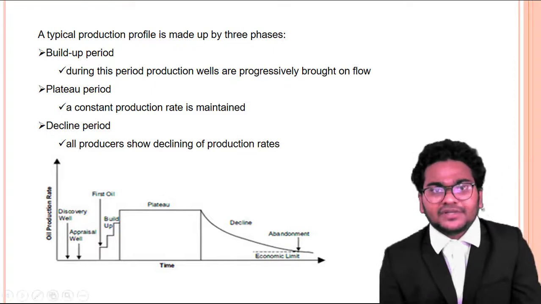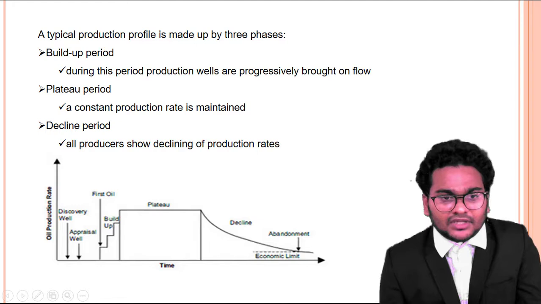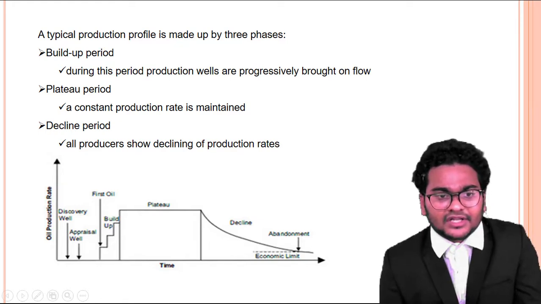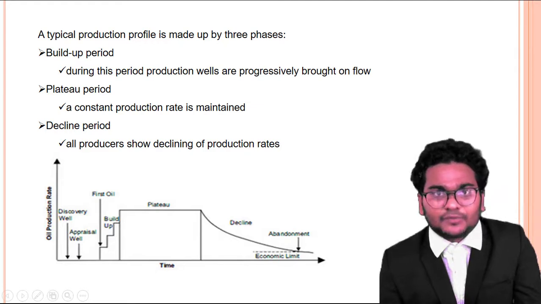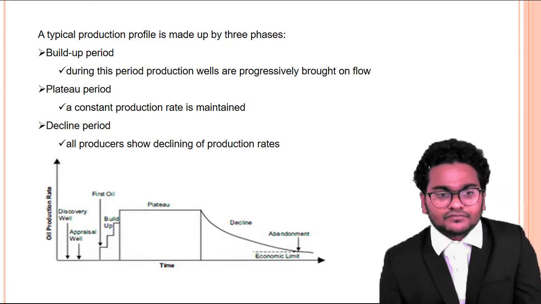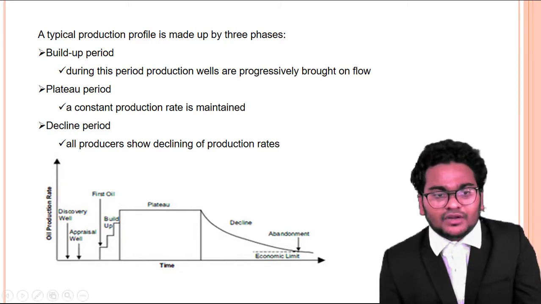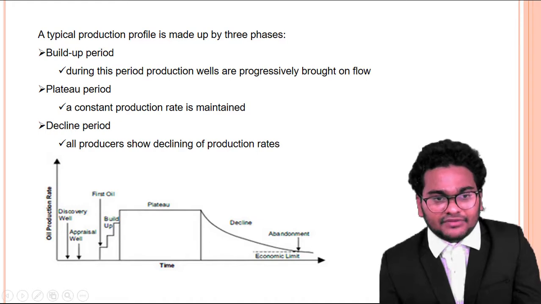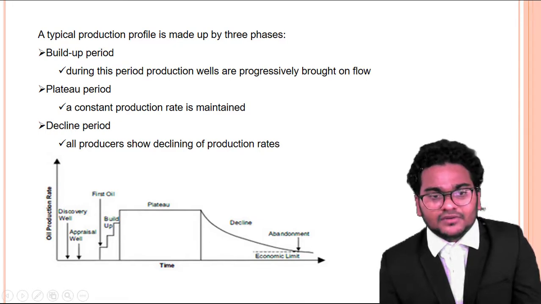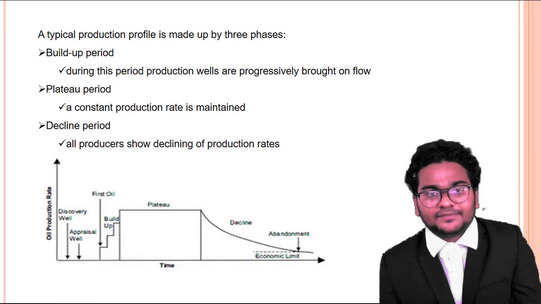In the build up period, first of all there is nothing, then we just discovered a well. At that time there is no production yet. Then, after the appraisal well, we start the well drilling, and we can use perforation and everything at the appraisal well. Once it starts giving oil, that is called first oil. From here the production rate is increasing, and this is the first oil coming from here.